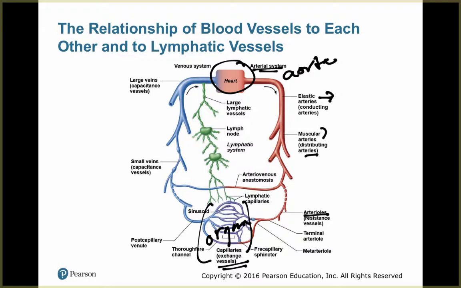And then essentially when you come back, you have the things that are a little bit bigger than the capillaries, the venules, and then those go into small veins and then into large veins. And when we're talking about the large veins, we're talking about things like the vena cava here. And then we'll talk more about the lymphatic system later and how they basically exchange fluids back and forth.